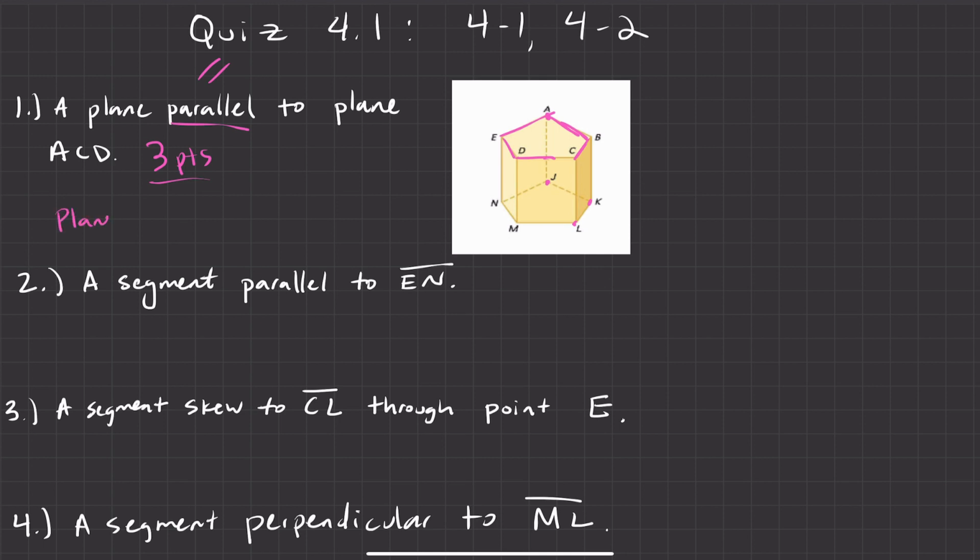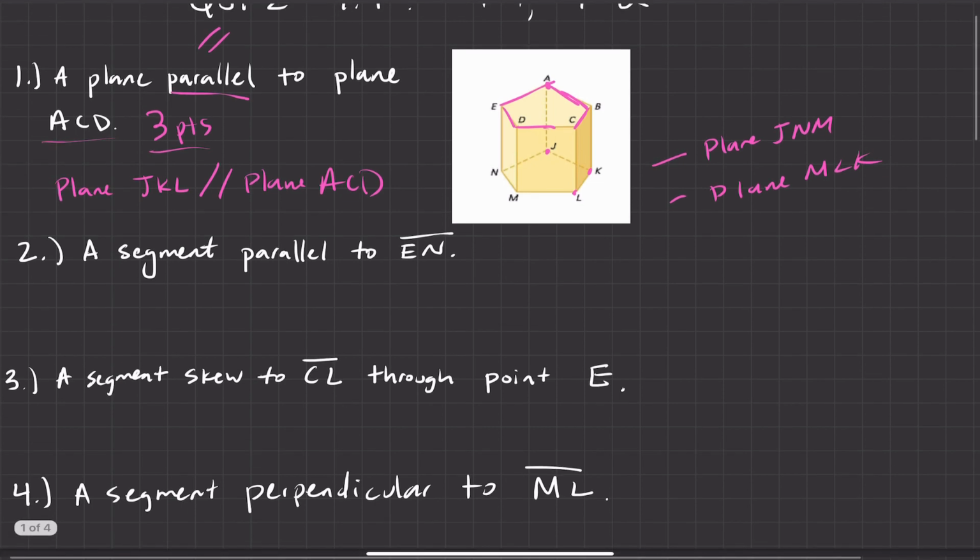So plane JKL is parallel to plane ACD. Okay? Or if you want, if you don't want to call it plane JKL, you can call it plane JNM or plane MLK, and so on and so forth. As long as you have 3 points, that's all that matters, okay?